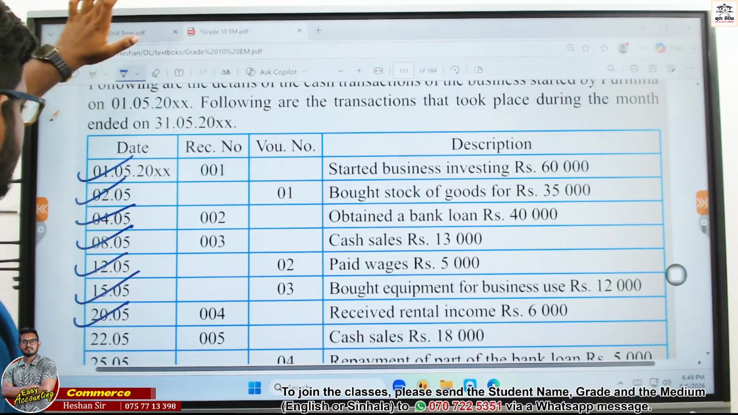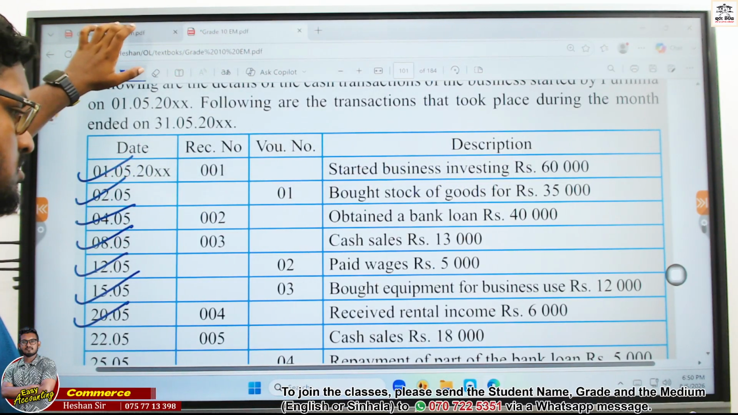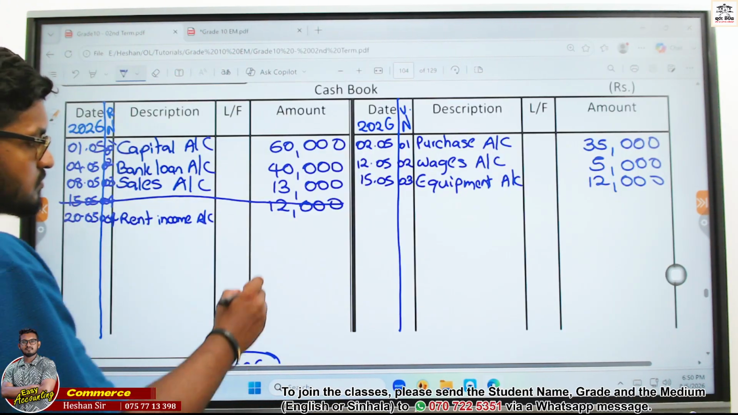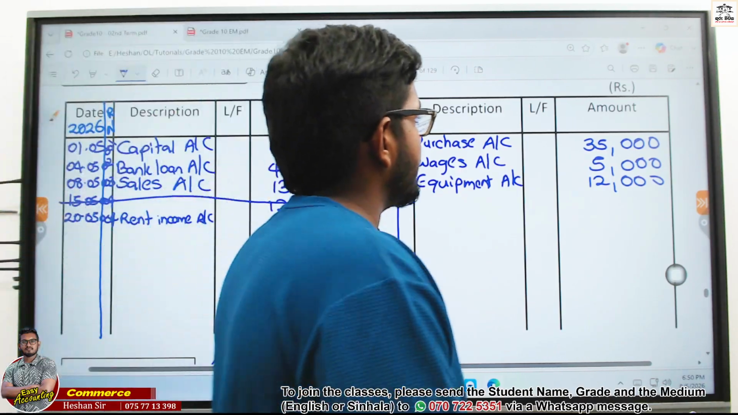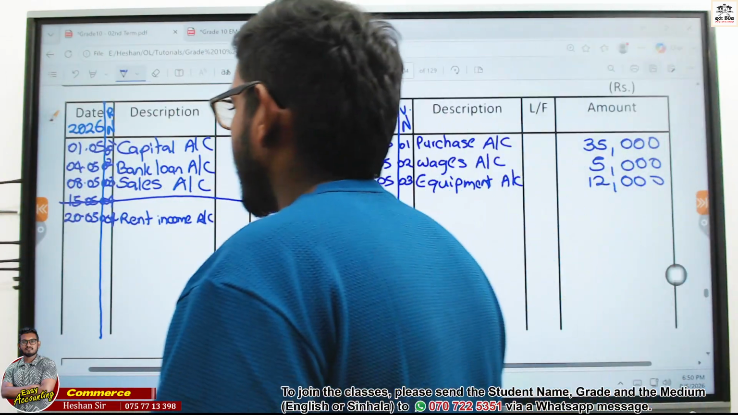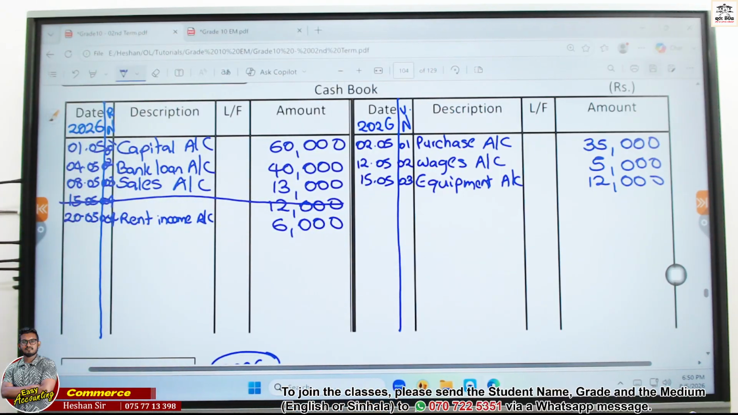Right, we receive rent income, 004. How much? 6,000. Cash book debit, rent income account credit.